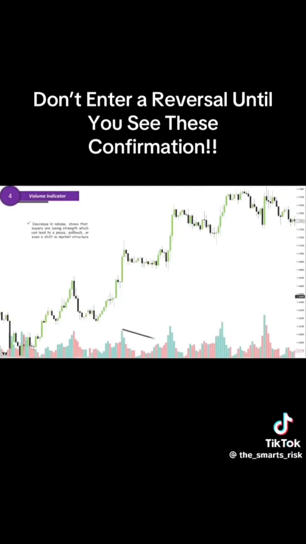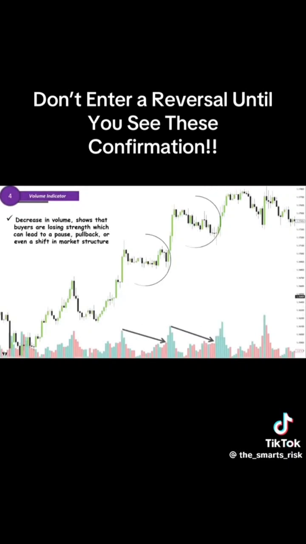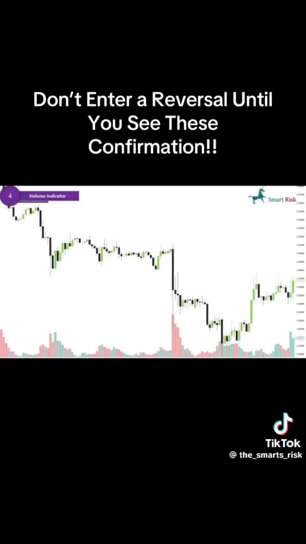But when volume starts decreasing during an uptrend, it may show that buyers are losing strength, which can lead to a pause, pullback, or even a shift in market structure. The same idea applies in a downtrend.